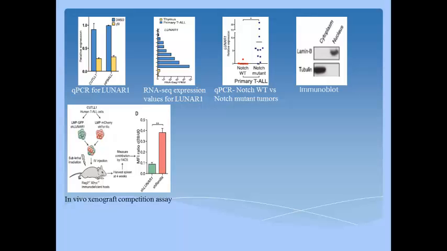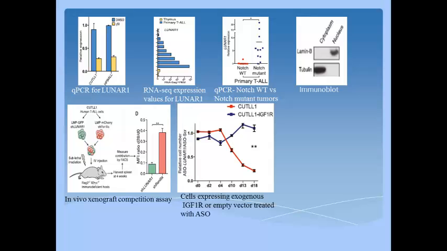Authors developed an in vivo xenograft assay in which human T-ALL cells expressing an shRNA targeting LUNAR1 or a Renilla control were injected into sublethally irradiated immune deficient mice, and their immunofluorescence was measured in the peripheral tumors. Authors observed significant loss of representation of cells in which LUNAR1 was depleted, which suggested that this lncRNA is required for efficient tumor growth both in vitro and in vivo.